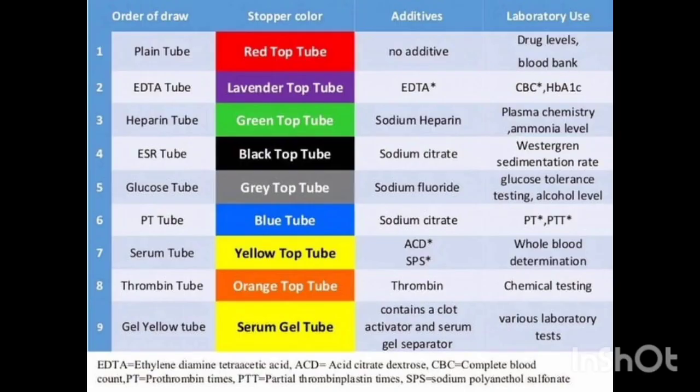Let's summarize all of the tubes. So the red top tube is the plain tube, lavender top tube is the EDTA tube, green top tube is the heparin tube, black top tube is the ESR tube, grey top tube is the glucose tube, blue tube is the prothrombin tube, yellow top tube is the serum tube, orange top tube is the thrombin tube, serum gel tube is the gel tube.